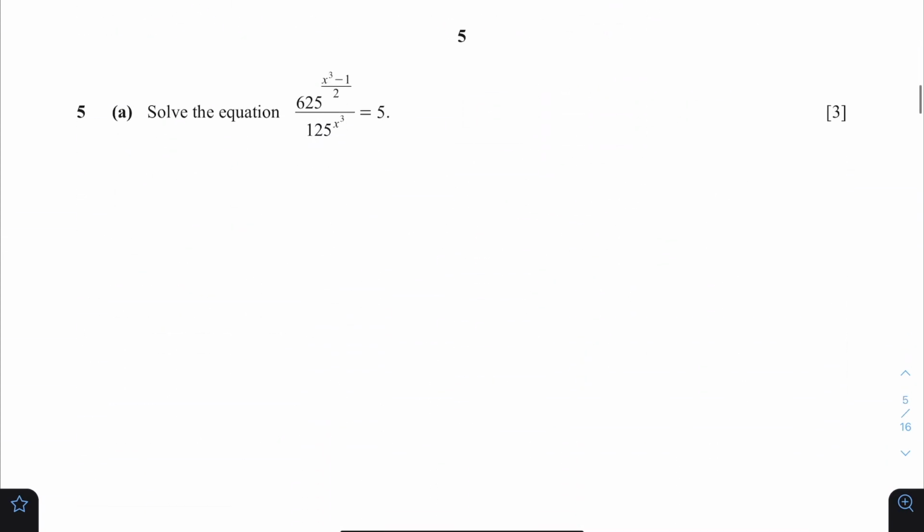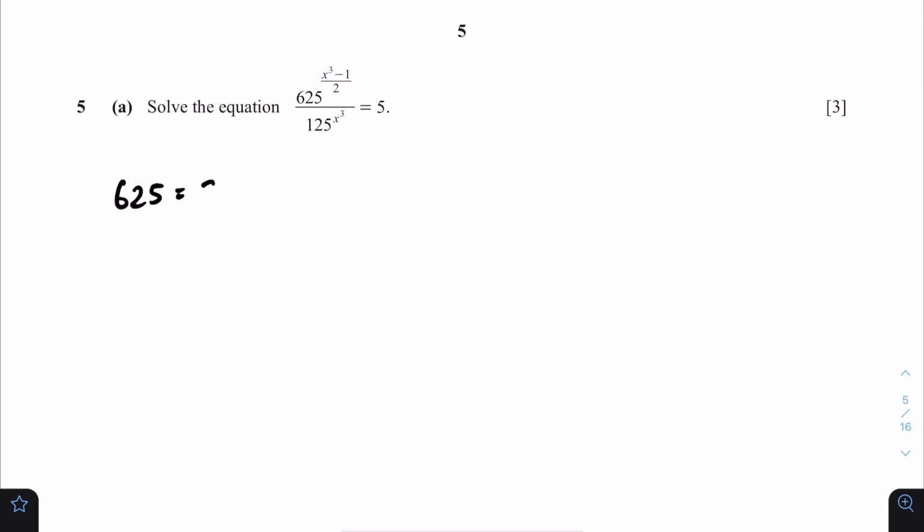All right. Question 5. Solve the equation 625 to the power of x cubed minus 1 over 2, over 125 to the power of x cubed, is equal to 5. All right, so we can already tell based on these numbers that they're all powers of 5. So let's convert to them. So we get 625 is equal to 5 to the power of 4. 125 is equal to 5 cubed. And 5 is equal to 5 to the power of 1.